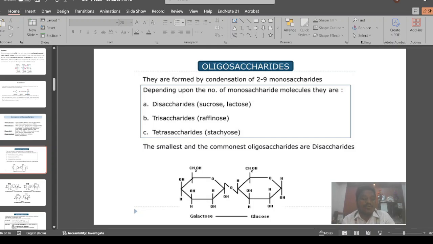This is the structure of lactose. These two monosaccharides are joined together by a glycosidic linkage. And here the numbering starts from this carbon. This is the first carbon, second carbon, third carbon, fourth carbon, fifth carbon, and this one is the sixth carbon, because it consists of six carbons. This C1 carbon is known as the anomeric carbon.